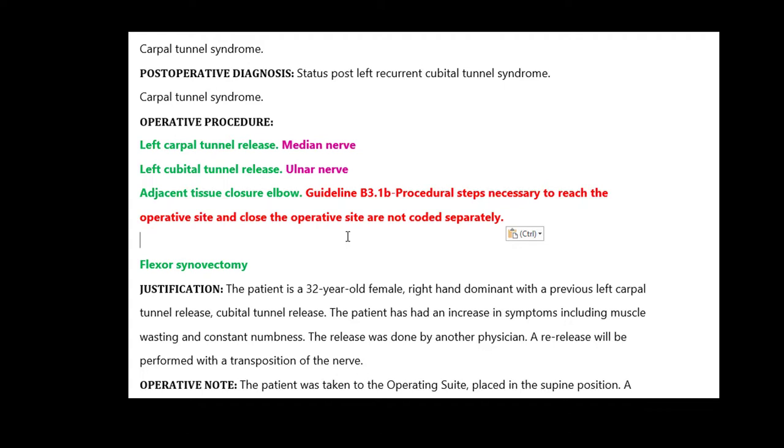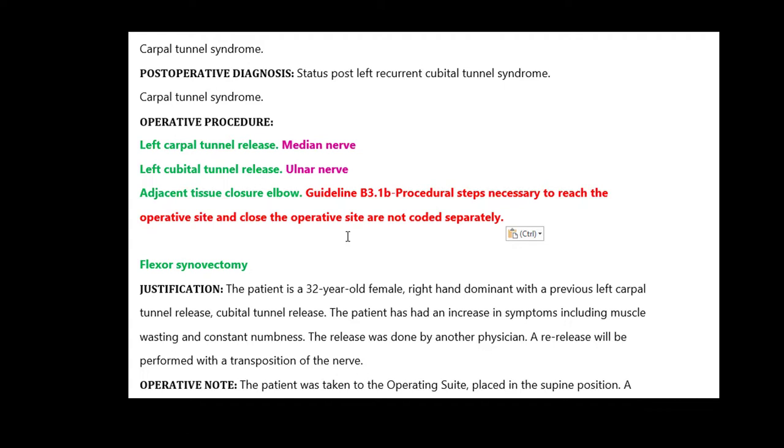So unless he's given me a lot more information than what's given in this report, I would just use that guideline. I would not code this adjacent tissue closure because I think he's not talking about a graft, he's not talking about tissue transfer where the nervous system supply and the blood supply are left intact. He's just talking about closing tissue over this area. So from that guideline, I would not code the tissue closure.